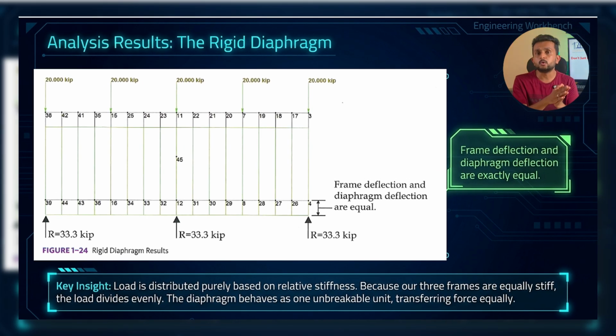See, load is distributed to the 3 frames based on their relative stiffness, and because we deliberately made all 3 frames equally stiff in this example, the frame deflection and the diaphragm deflection come out exactly equal, confirming the diaphragm is genuinely behaving as one single rigid unit.